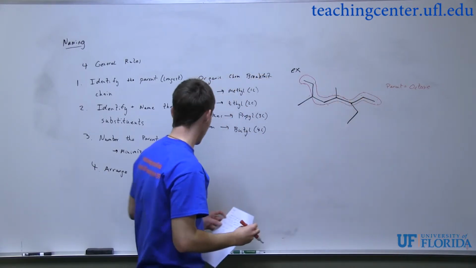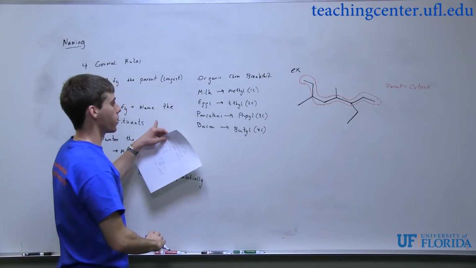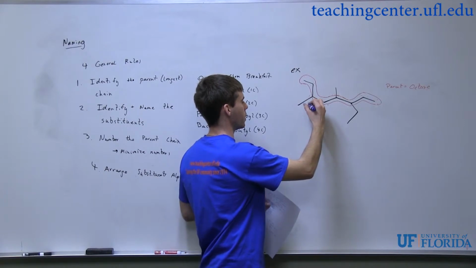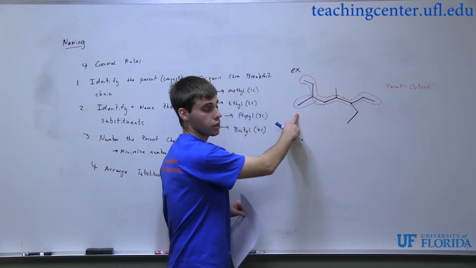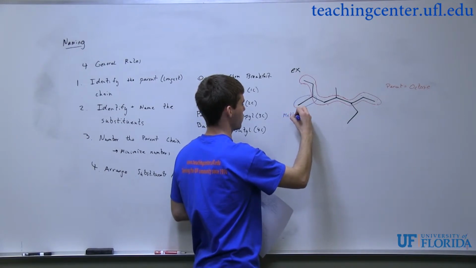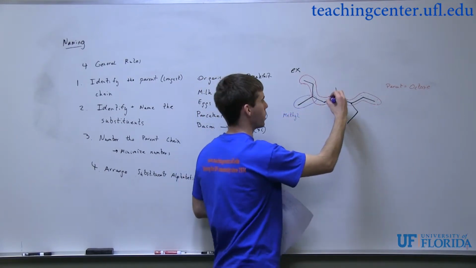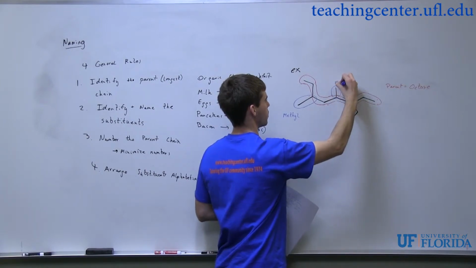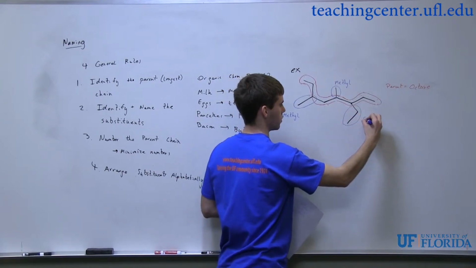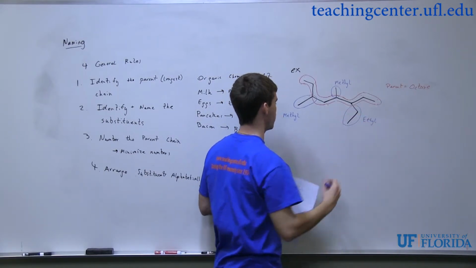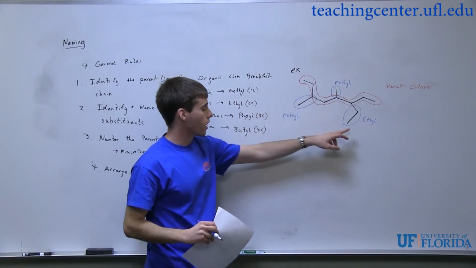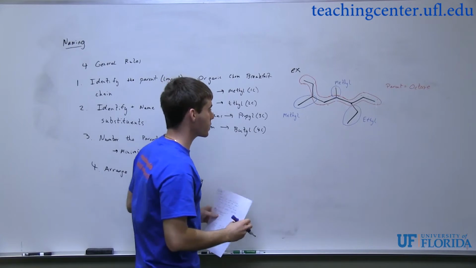Next, we're going to identify and name the substituents. We've got right here, this is going to be methyl. We've got another methyl up here. And down here we have an ethyl. So, 1 carbon, milk, methyl. Eggs, ethyl, 2 carbons down here.